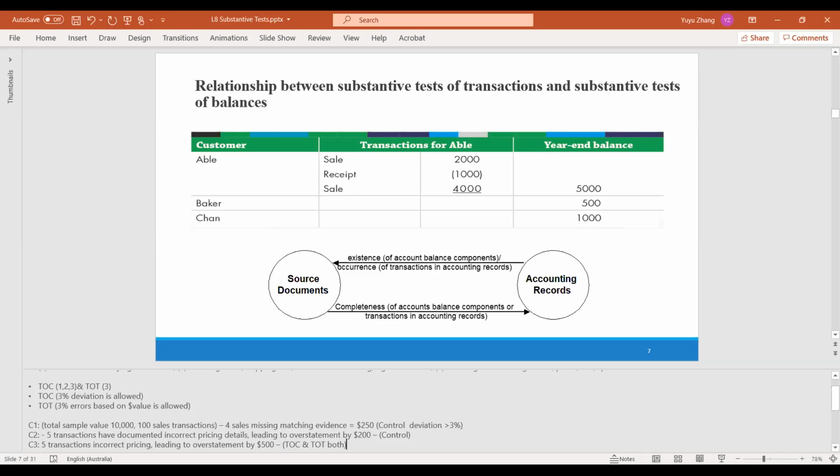So you actually identify problems from both test of control and also the test of transactions. Here we just want to show you that by doing this type of sample test, you can achieve both test of control and also test of transactions. However, the focus could be a little bit different.